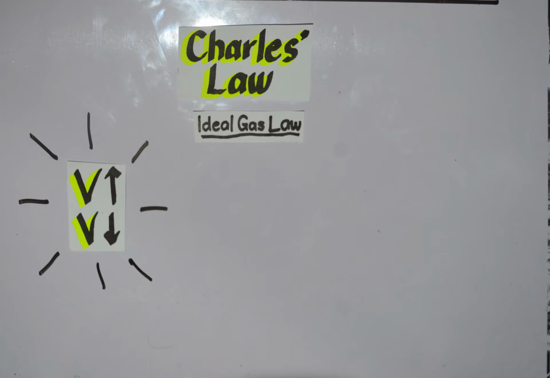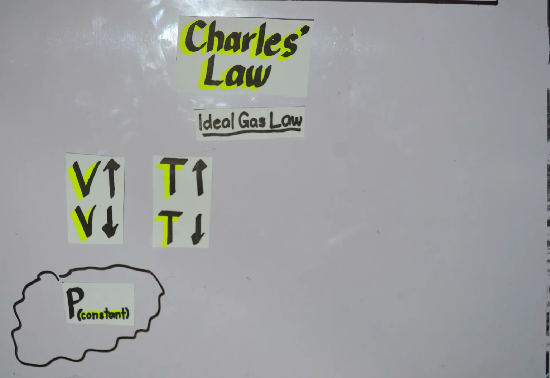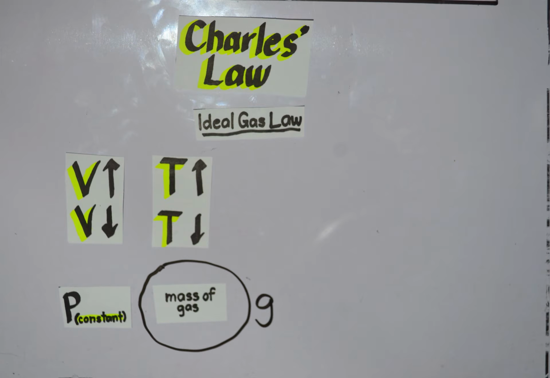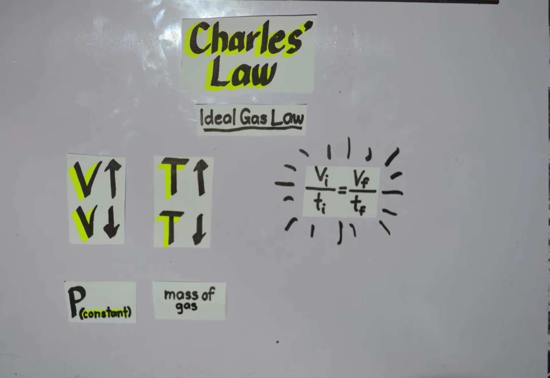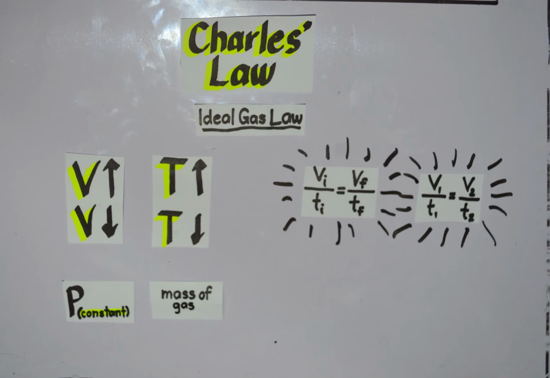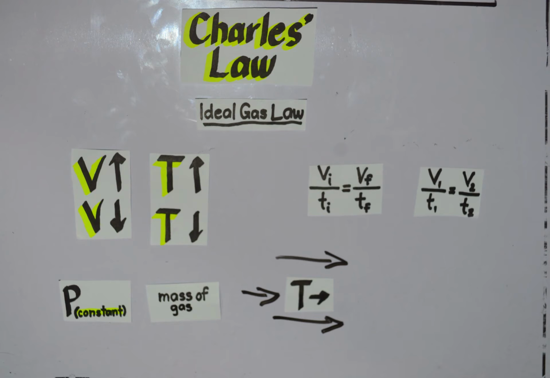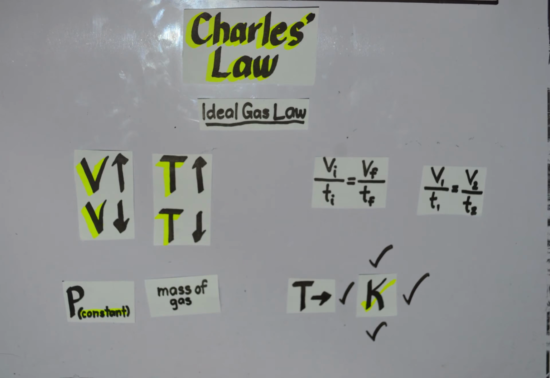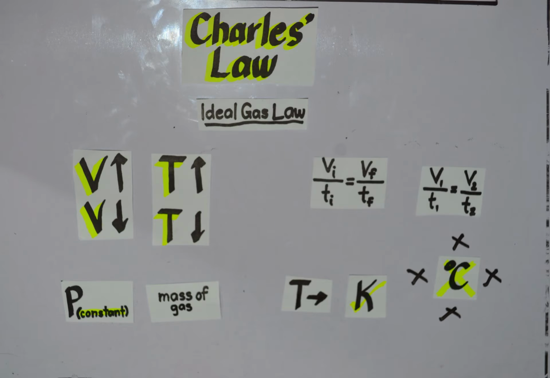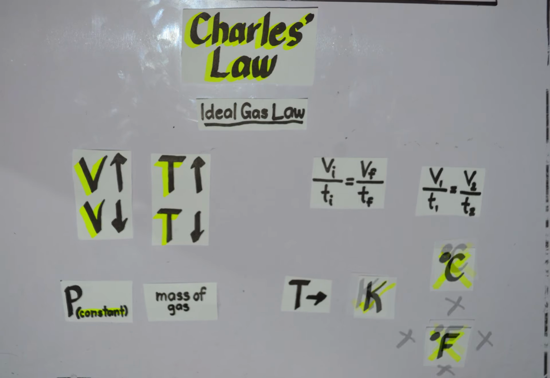Charles' law is a special case of the ideal gas law. It states that the volume of a fixed mass of a gas is directly proportional to the temperature. This law applies to ideal gases held at a constant pressure, where only the volume and temperature are allowed to change, while the mass of the gas doesn't change. Charles' law is expressed as V1 over T1 is equal to V2 over T2, where V1 is the initial volume, T1 is the initial absolute temperature, V2 is the final volume, and T2 is the final absolute temperature.